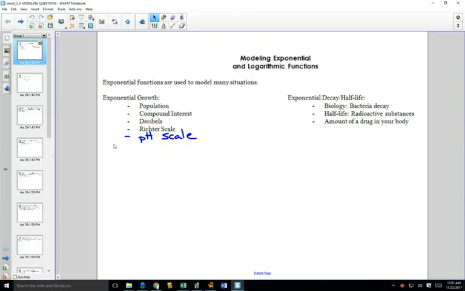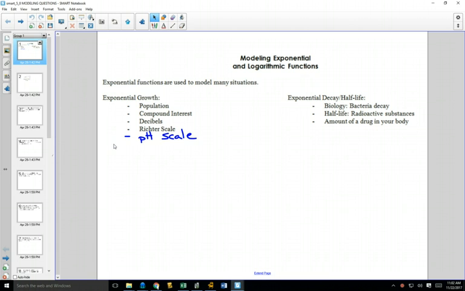This last section looks at applications of exponential functions and logarithms. Where in real life do logarithmic equations and exponential equations come up? And there's a number of places that they come up, and we're going to be doing some examples with those.